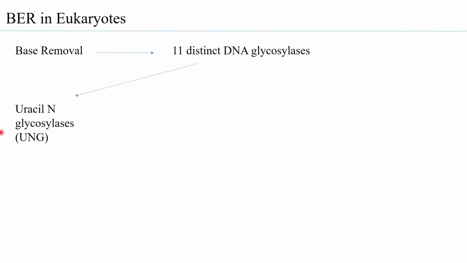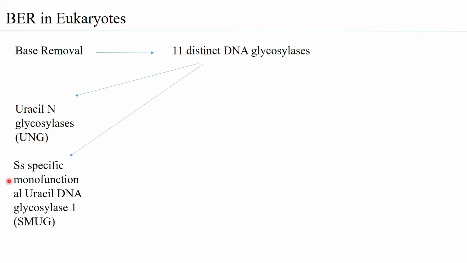So one of them is uracil DNA glycosylase. This basically takes care of the presence of uracil, which originates because of deamination of cytosine. And this enzyme is very highly specific for uracil removal itself. Then you have single strand specific monofunctional uracil DNA glycosylase 1, another enzyme responsible for removal of uracil. You have the OGG1 DNA glycosylase. So this is specifically a glycosylase that takes care of the damage that happens to guanine because of oxidation.